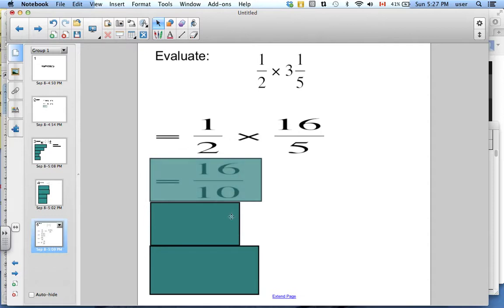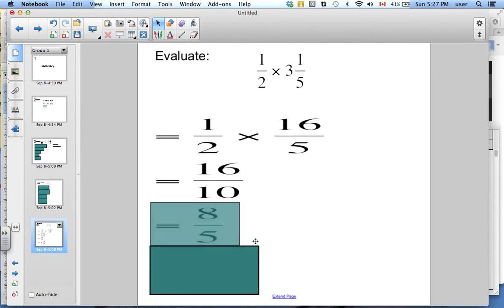Here I want you to change this again. Before you change it, you can reduce it. So let's divide here by 2. So we divide 16 by 2, we get 8. Divide 10 by 2, we get 5. So you'll get 8/5. Now let's change it. How many times can 5 go into 8? It can only go into 8 once. Our leftovers here are 3, so we're going to get 1 and 3/5. And that is our final answer.